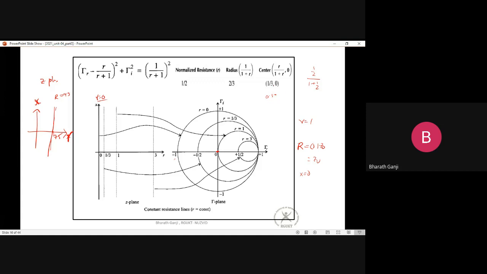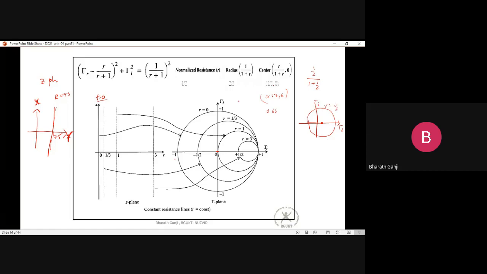So on the complex tau plane, where this is your real part and this is your imaginary part, you take the center at 0.33, 0. There is no imaginary part, so this is your center. With this center, the radius 2/3 will be something around 0.66. You take this radius and draw a circle. So for all the points on this circle, the resistance value will be equal to 1/2.